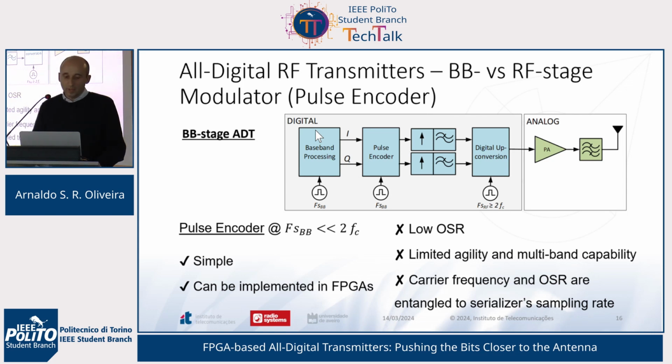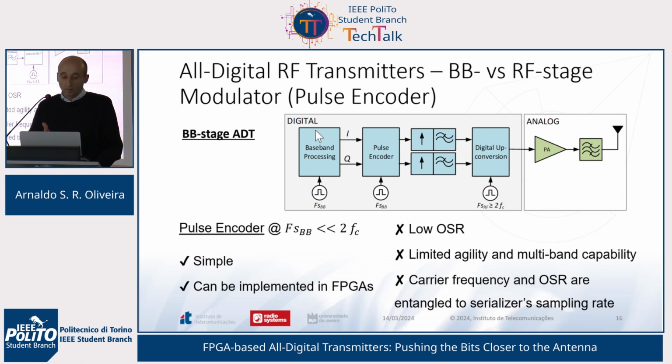In this approach, the pulse encoder, either the delta sigma or the PWM, is placed at the baseband immediately after the modem, and then followed by the digital up conversion. It has the advantage of being simple because the delta sigma operates at a lower speed. It can be easily implemented on FPGAs. However, it has a lower OSR, oversampling ratio, because delta sigma is applicable to baseband, and we must account for the up conversion factor we need to put the signal on the carrier frequency.